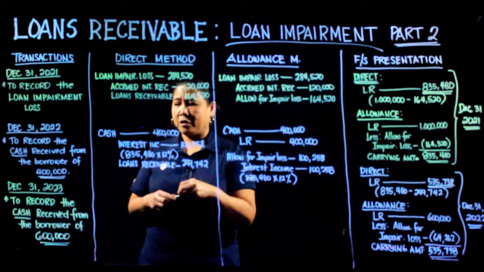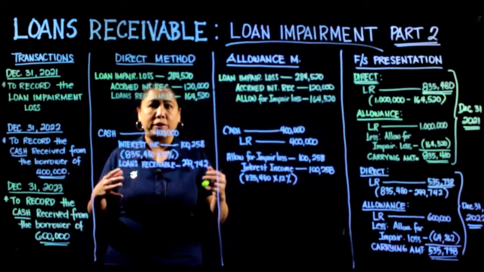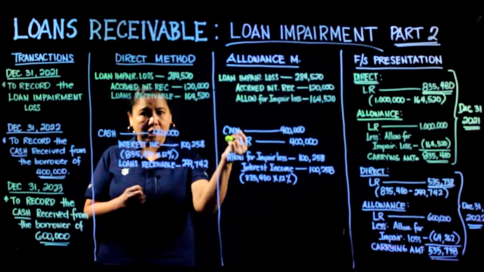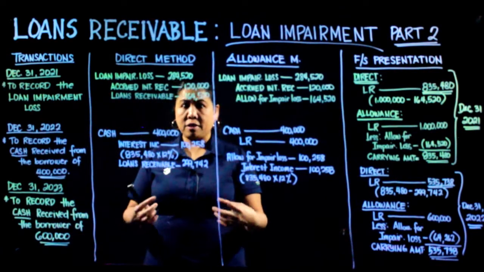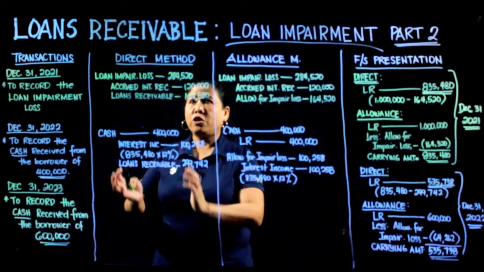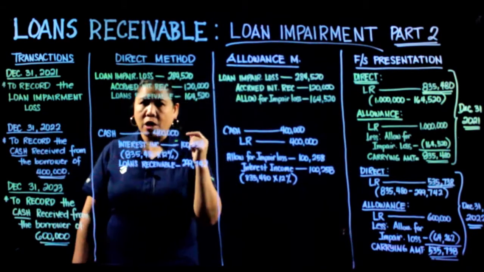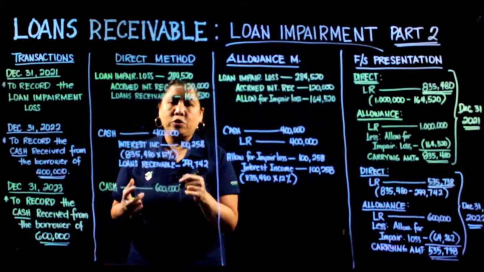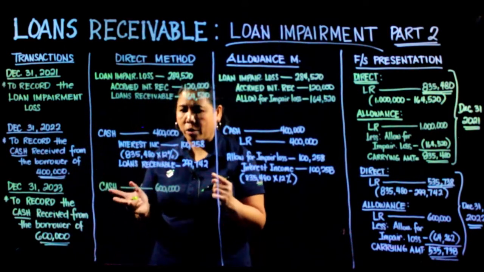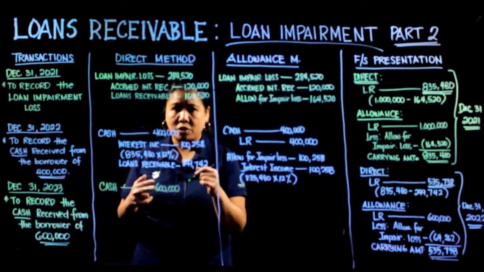Pagdating naman ngayon ng December 31st, 2023, kung saan nakareceive si bangko ng 600,000. So, paano niya i-record yung 600,000 na ni-receive niya using direct method? Now, we debit our cash of 600,000. So, yan yung ni-receive niyang cash from the borrower.